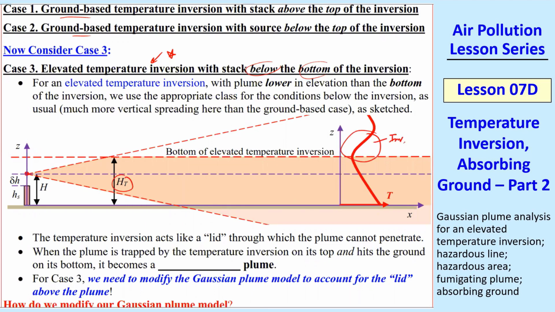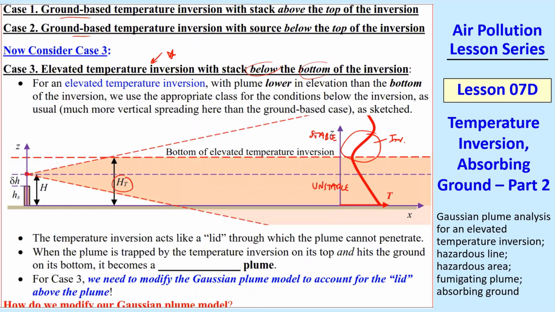This is the inversion. Notice that it's above the ground. There's some unstable region in here up to the bottom of the temperature inversion, and then it's stable above that. It could go unstable later, but actually it doesn't matter what happens up here. We don't really care at all what happens up here, because when the plume hits the bottom of it, it's trapped, it reflects off of that, and it stays flat on top. So we don't really care what happens up there.